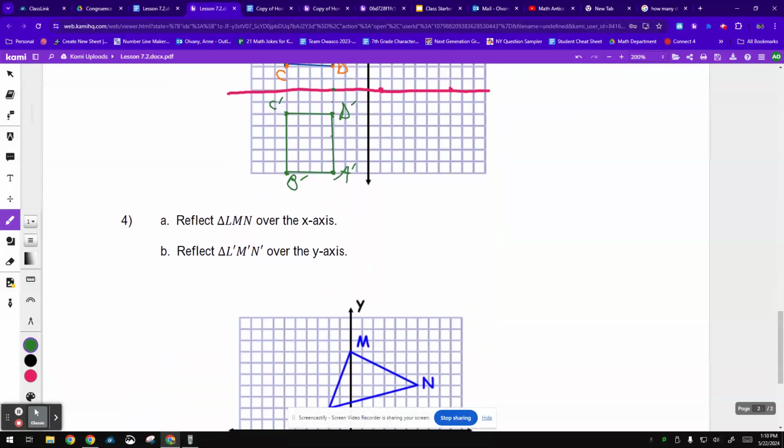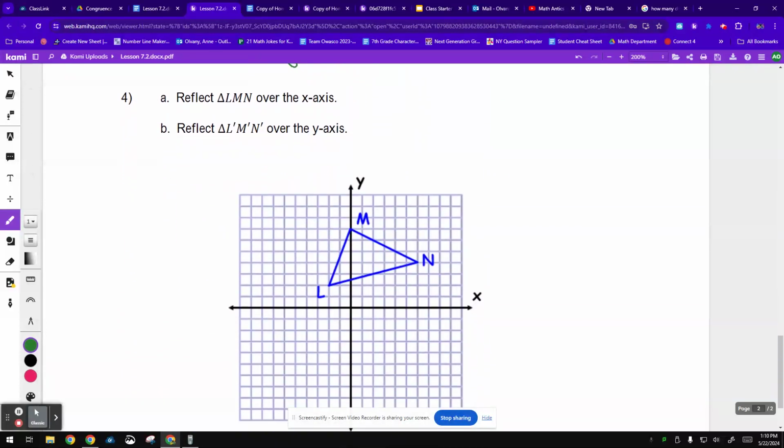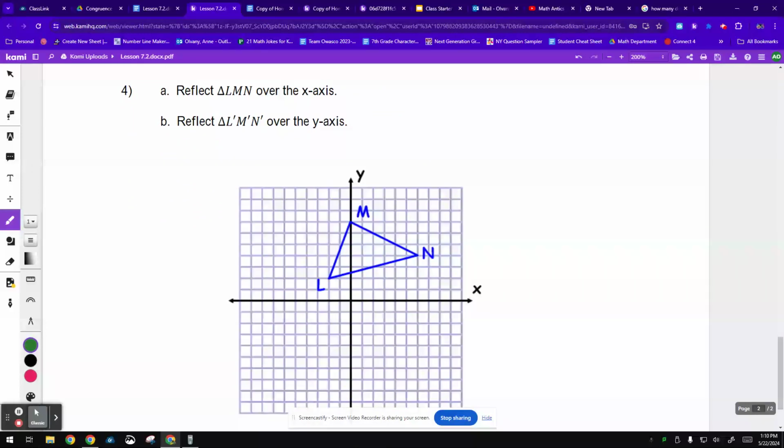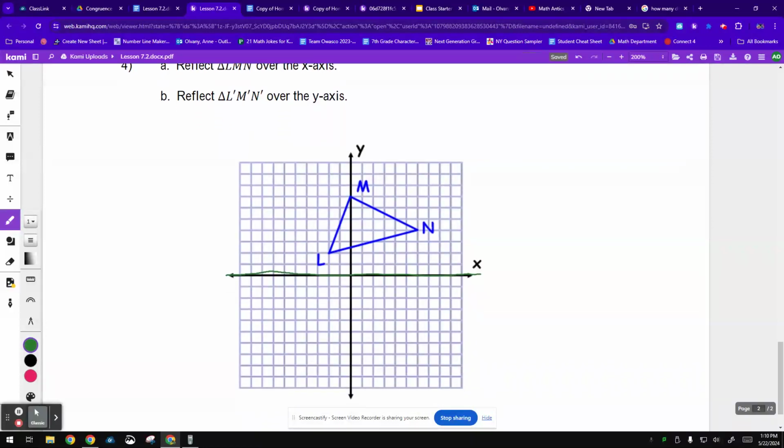Let's go to number 4. Reflect triangle LMN over the x-axis. So I'm just going to kind of color in the x-axis right now. That's my biggest confusion point, where am I flipping, okay? So I'm going to count L. 1, 2, 1, 2. Here's L prime.